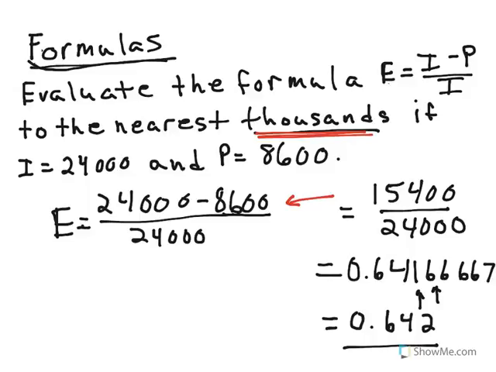Now efficiency, E stands for efficiency, is usually written as a percent. So we're going to multiply that by 100 to change it to a percent, and that gives us 64.2%.